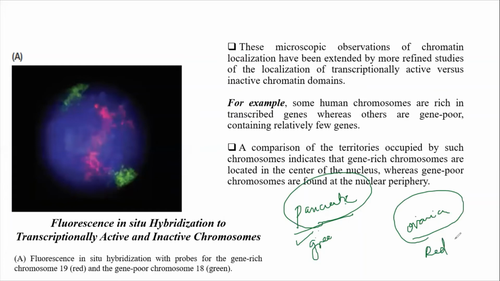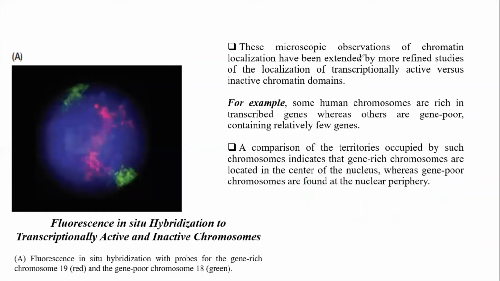Wherever green is there, that shows it's a pancreatic cell line. Wherever red is there, it is an ovarian cancer cell line. Of course, they might be sharing similar proteins also, but the specific proteins will be present, which give them the characteristics of being a pancreatic cell line or an ovarian cell line. Okay, clear? So we can do the same with bacteria also. Okay, let's move ahead.